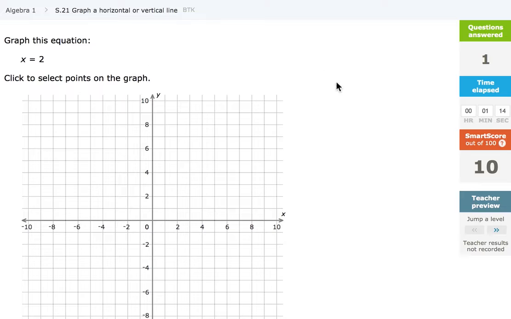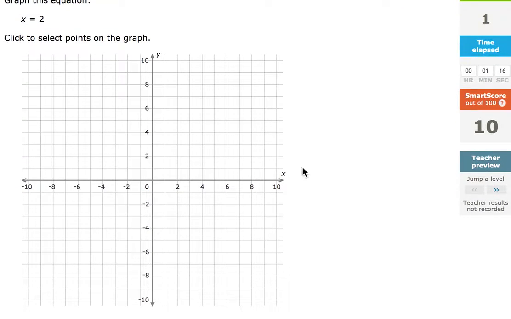X equals 2. Again, let's start by finding the value 2 on the x-axis, and now we can move either up or down in this case so that we have a line that intersects the x-axis. There we go. Here's this line crossing the x-axis at 2.